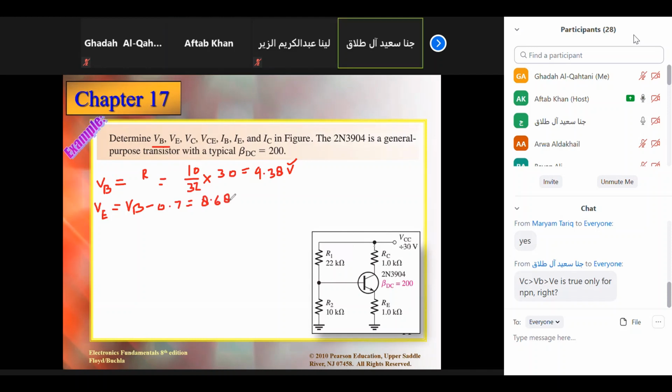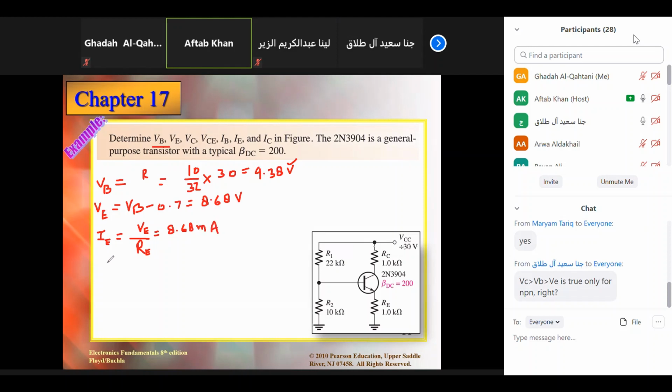8.68. Now, after getting VE, the next is IE. We can get it easily because resistance is given to us. So it is going to be VE over RE. VE we have, and RE is 1K. So how much will it be now? Same value but in milli, milliampere, because this is a current.